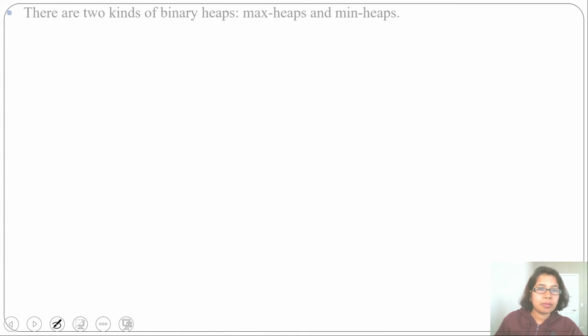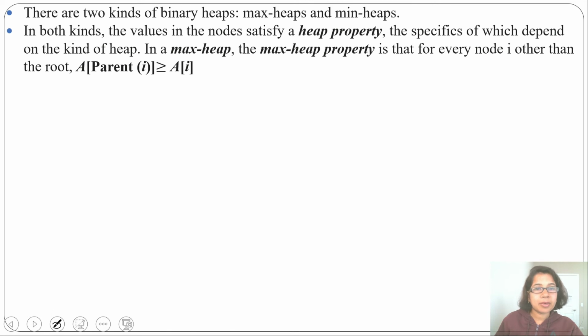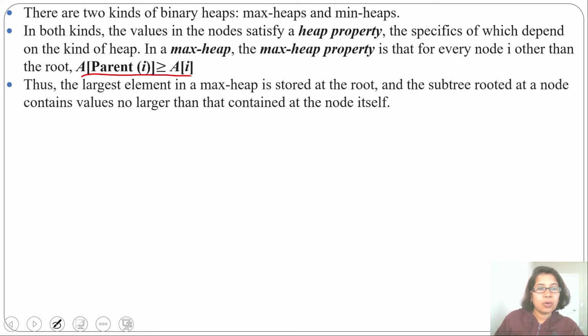There are two kinds of binary heap. One is max heap and the other is min heap. Max heap satisfies the max heap property while min heap satisfies the min heap property. For max heap, the parent value is always greater than its child value. We can say the largest element in the max heap is at the root, and the subtree rooted at a node contains values no larger than that contained in the node itself. It means the child value cannot be larger than the parent.